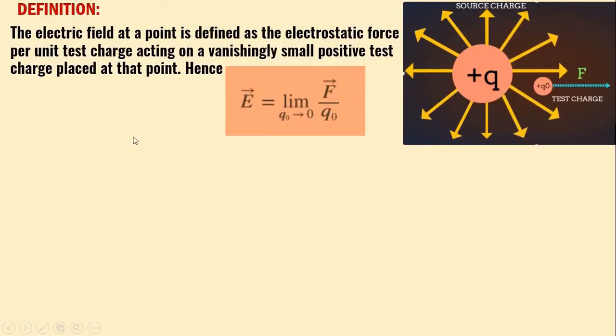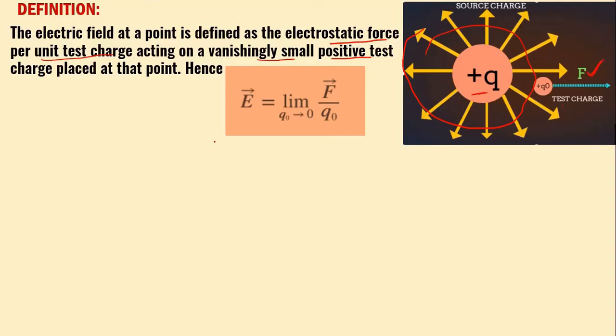Now let us begin with our important topic, that is its definition and the important steps in its derivation. First, the definition. How can we define it? It is defined as the electrostatic force per unit test charge acting on a vanishingly small positive test charge. As I have shown you, if we have a source charge plus Q placed in space, the region around it gets modified by the presence of the electric field. Now, if a test charge is placed near the source charge, it will experience a force.